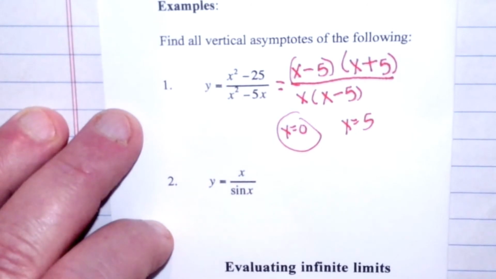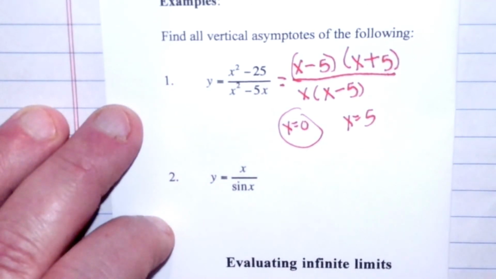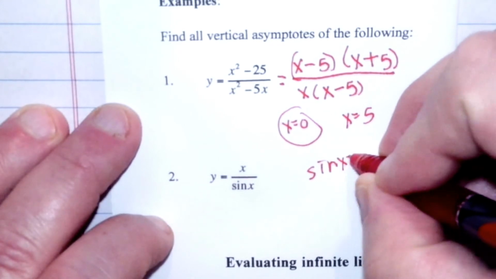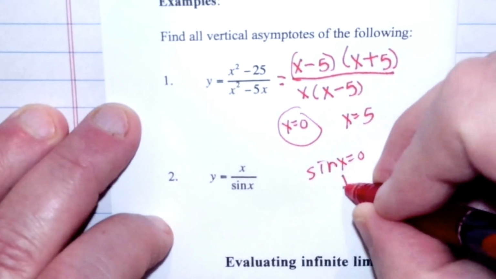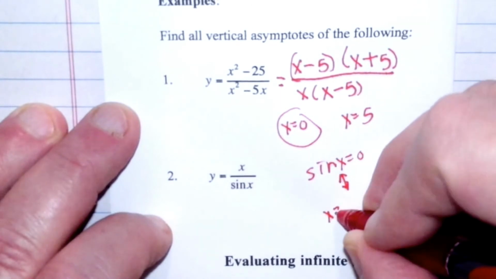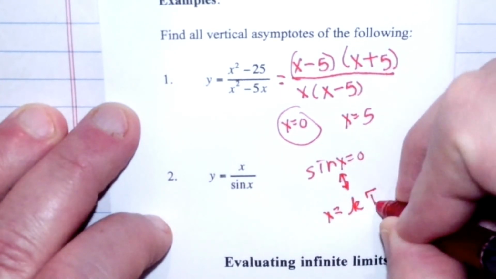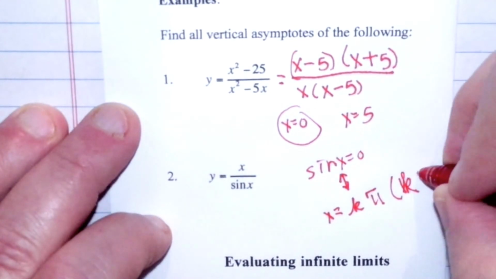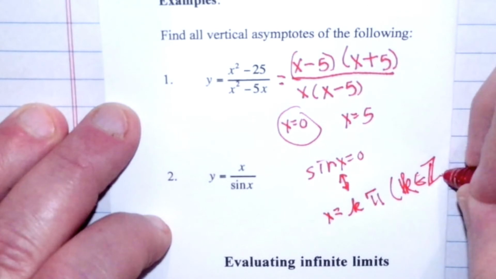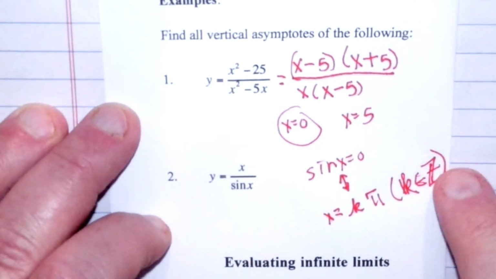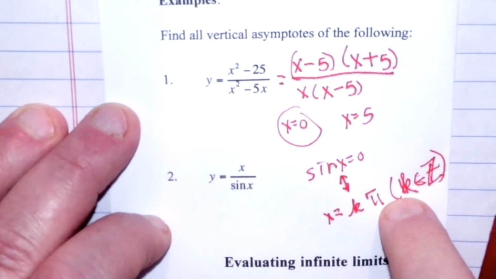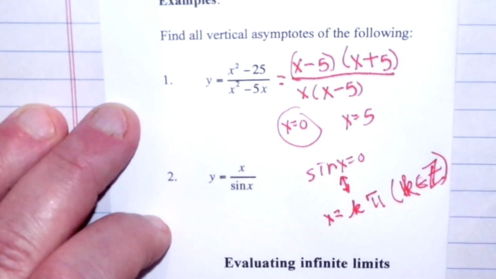Alright, and now let's look at number 2. You've got x over the sine of x. So when is the sine of x equal to 0? Well, the sine of x is equal to 0 if x is some integer multiple of pi, so some integer k times pi. And I'm going to use an abbreviation I haven't used yet. Mathematicians often use this strange-looking capital Z to represent the integers, and this is saying that k is an element of the integers, or k is an integer.